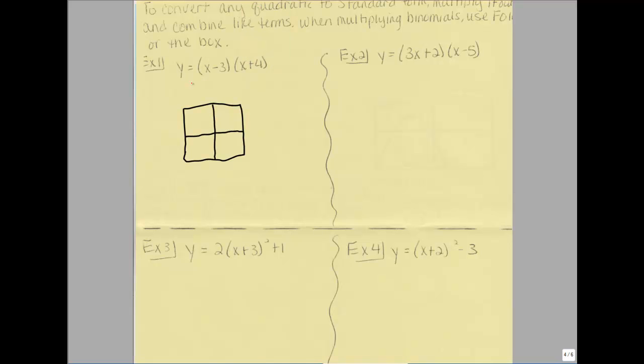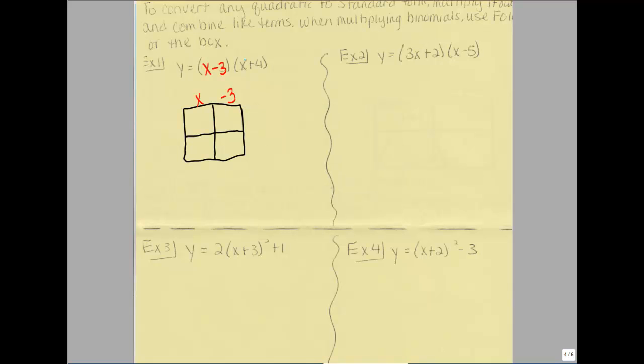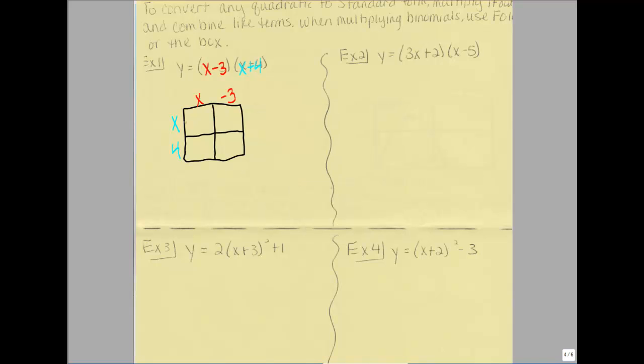And then we're going to plug in each factor to the top or the bottom, top or the side. And this one will just go over here, x and 4. Now we're going to treat this as a multiplication table. So we're going to look at it and say, what is x times x? That is x squared. What is x times negative 3? Negative 3x. What is x times 4? 4x. And what is 4 times negative 3?